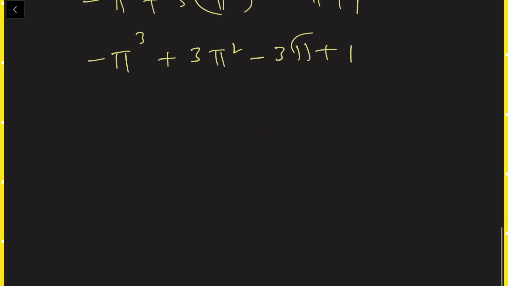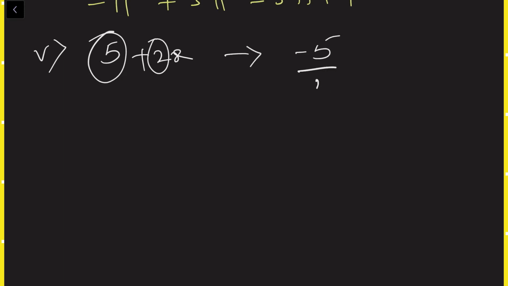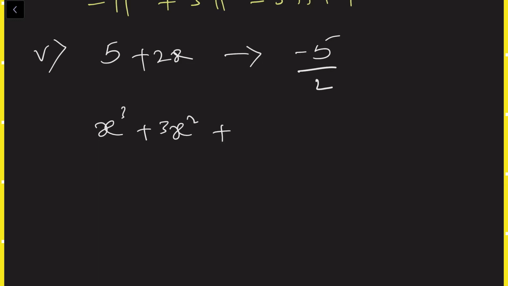Next, fifth one. The question is 5 plus 2x. Here 5 plus is there, so we need to substitute minus 5. Here plus 2 is there, so divided by 2. So we need to substitute minus 5 by 2 in the place of x. I'll write the polynomial again, that is x cube plus 3x square plus 3x plus 1. Substituting minus 5 by 2.